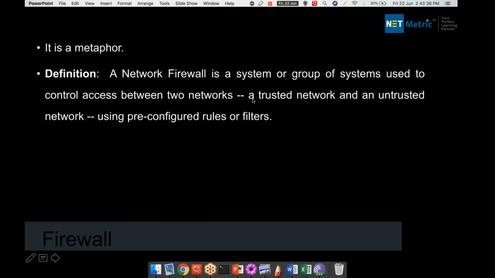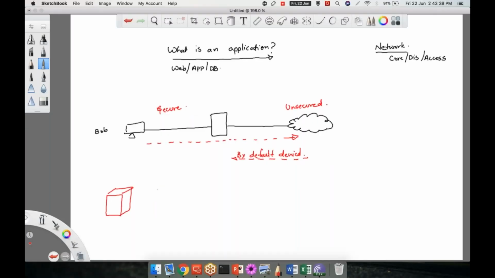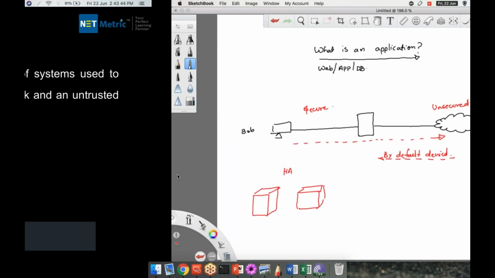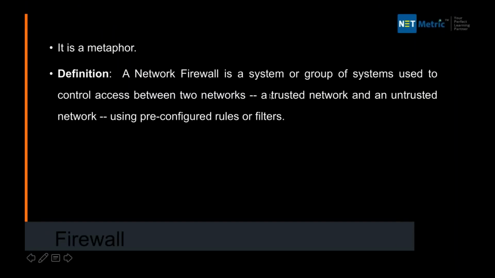A firewall can be a group of systems. That means multiple devices. Why do we require multiple devices? Just to have HA, high availability. We require a group of systems used to control access between two networks, a trusted network as well as an untrusted network, using pre-configured rules or filters.